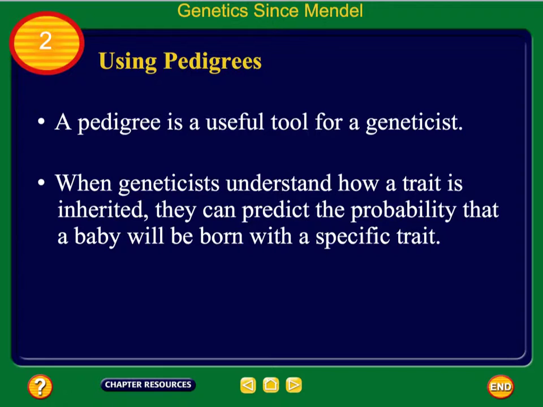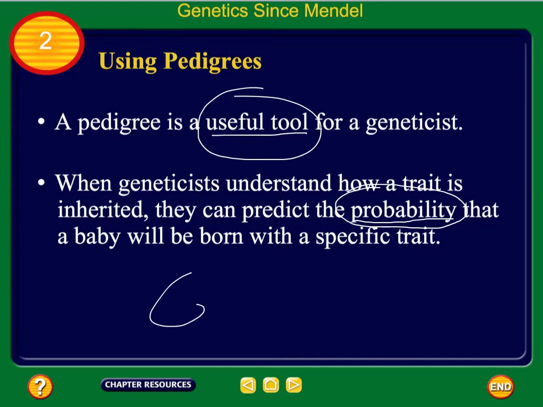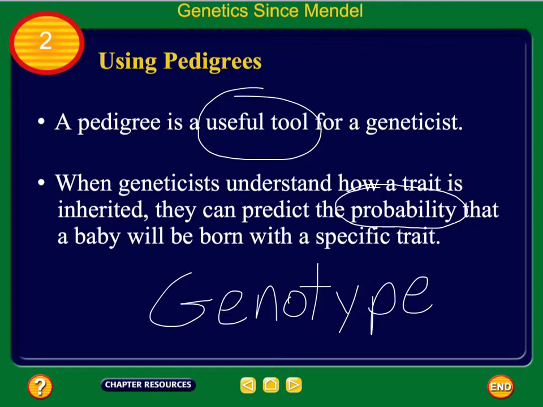So I just mentioned on the previous slide that a pedigree is a useful tool for geneticists. What they do is they try to predict the probability. It's a tool much like Punnett squares, and we actually use it with Punnett squares to determine the probability that something will be passed on from generation to generation. Really, what it helps us understand is the genotype of parents and grandparents and things like that. That's what we really use a pedigree for.